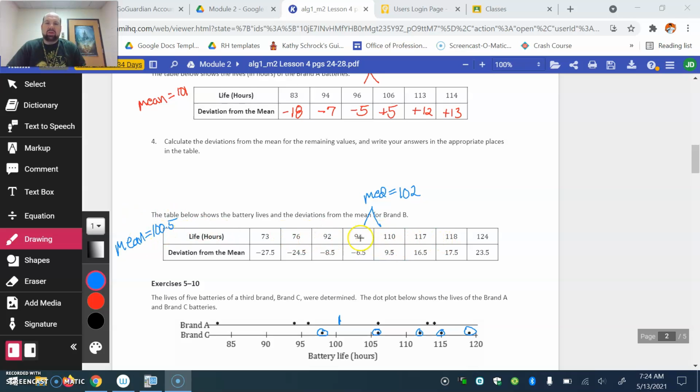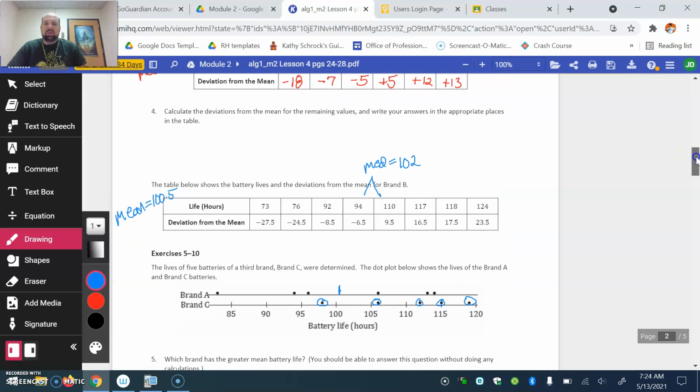The middle two numbers, 94 and 110, add them together, you get 204. Divide by 2, it's 102. There's your median. All right, so now we have a brand C, and I want to show you something. So brand A, I put a mark here where the mean is, because if we look at the next question, we're going to see something. And then I circled the dots for brand C so we could see them a little better.